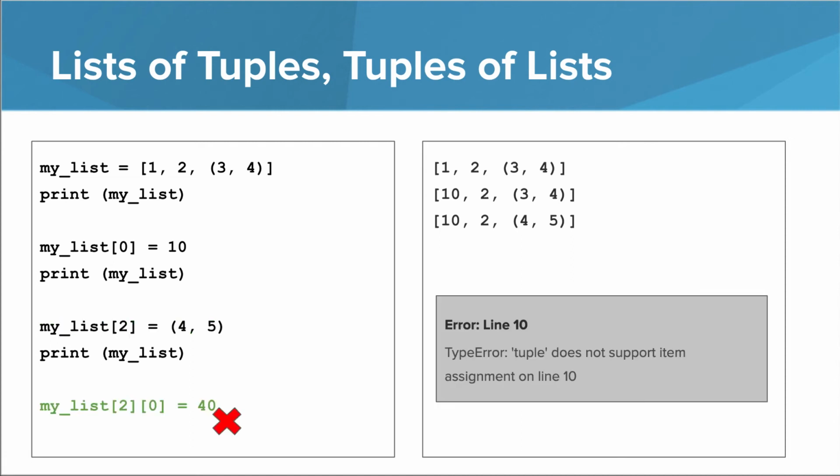Here's where we get into trouble. We access the thing at index 2 in my list, which is now the tuple 4, 5. We then try to set the thing at index 0 in that tuple to 40. This is not allowed because this constitutes changing a tuple, which is against the rules.